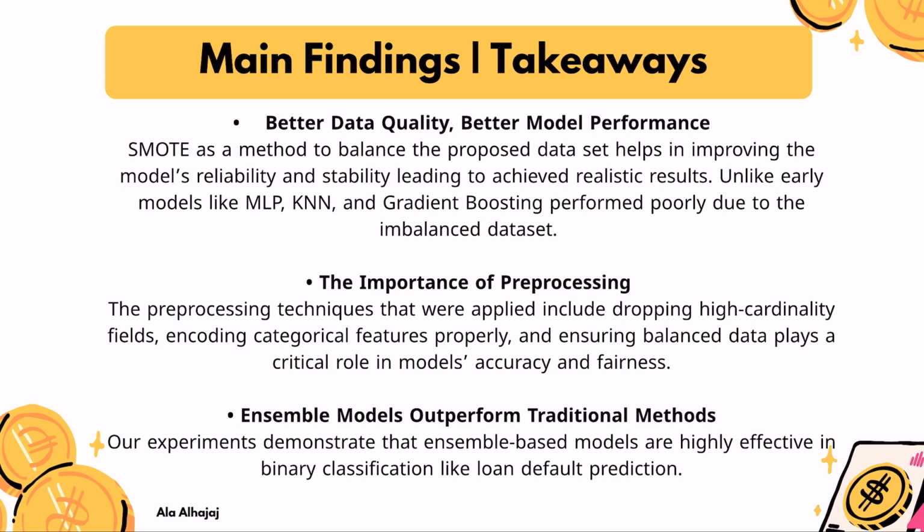SMOTE, as a method to balance the proposed dataset, helps in improving the model's reliability, leading to more realistic results. Unlike earlier models like MLP, KNN, and gradient boosting, which performed poorly due to the imbalanced dataset. Another finding related to the importance of preprocessing. The preprocessing techniques that were applied include dropping high cardinality fields, encoding categorical features properly, and ensuring balanced data. It plays a critical role in models' accuracy and fairness.